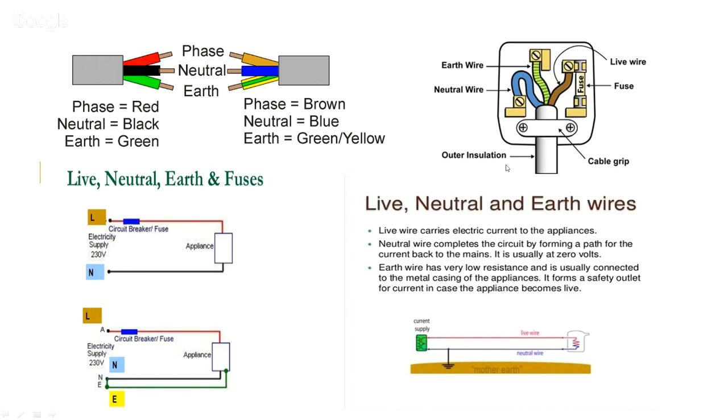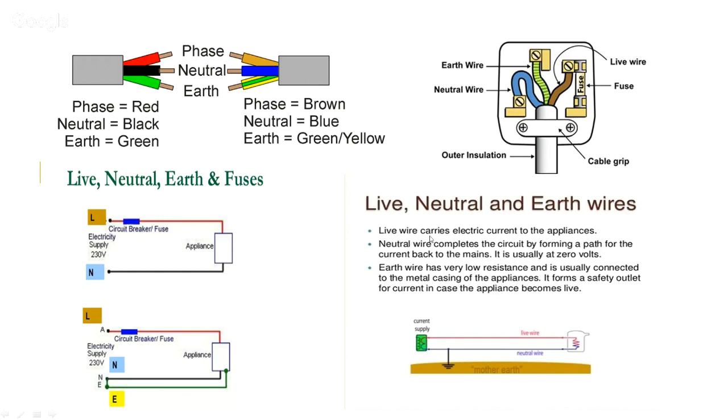Now this is the plug, and inside the plug, this is the construction. So you can see blue is the neutral wire, yellow and green is the earth wire, and the brown one is the live wire for which the fuse is going to be connected.